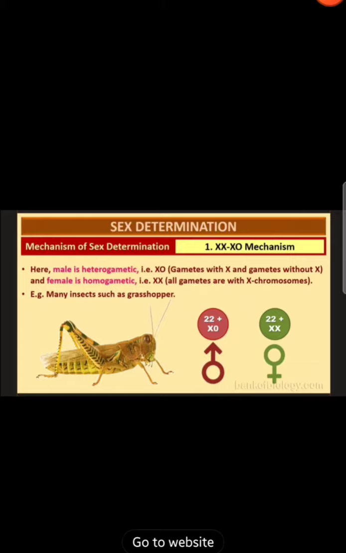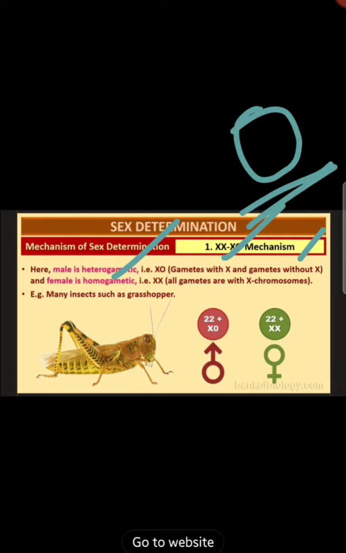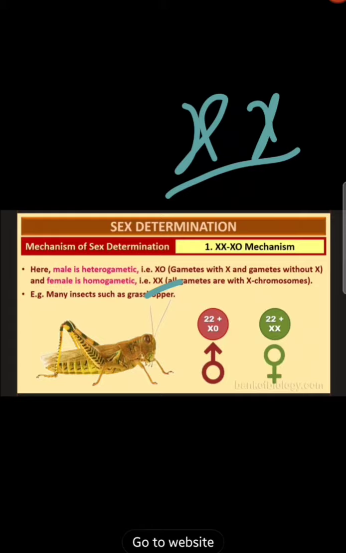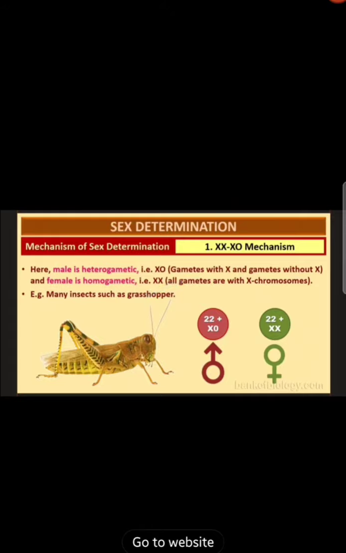So here the male is heterogametic. Okay, so XO, that is one gamete with X and gametes without X. Okay, so gamete without X we denote it as 0, and female is homogametic. Homo means same, so both the gametes are same, X and X. So all the gametes are with X chromosome. Example, many insects such as grasshopper.